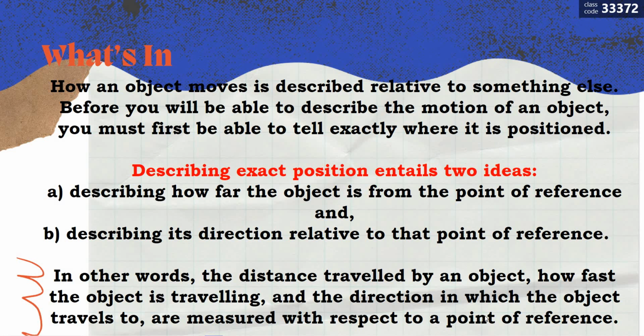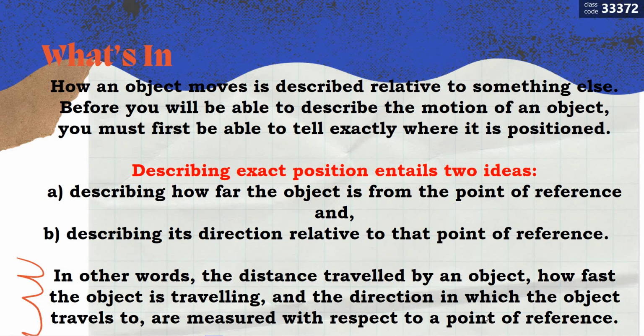What's in? How an object moves is described relative to something else. Before you will be able to describe the motion of an object, you must first be able to tell exactly where it is positioned. Describing exact position entails 2 ideas. First, describing how far the object is from the point of reference, and describing its direction relative to that point of reference.